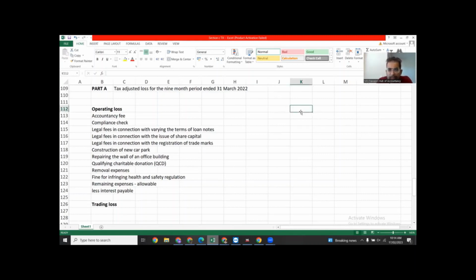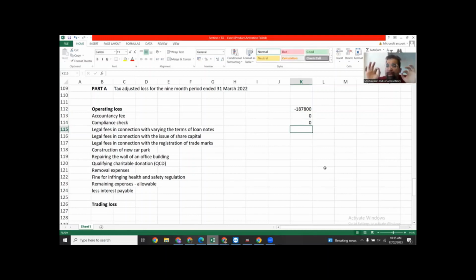So now, what is the operating loss? Can anybody tell me? It's 187,800 negative. Now, next thing is accountancy fee. Accountancy fee was allowed expense, and for allowed expense we write 0. Then we have compliance check. Compliance check is also allowed, and although it was included in accountancy fees, I have written it in a separate line, it's allowed. Then you have legal fees in connection with the issue of loan notes.